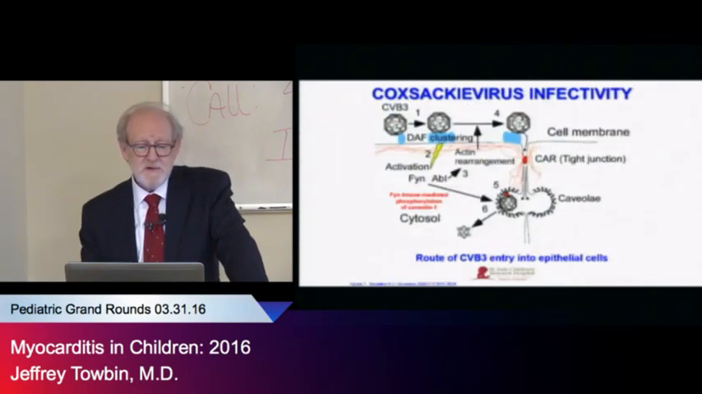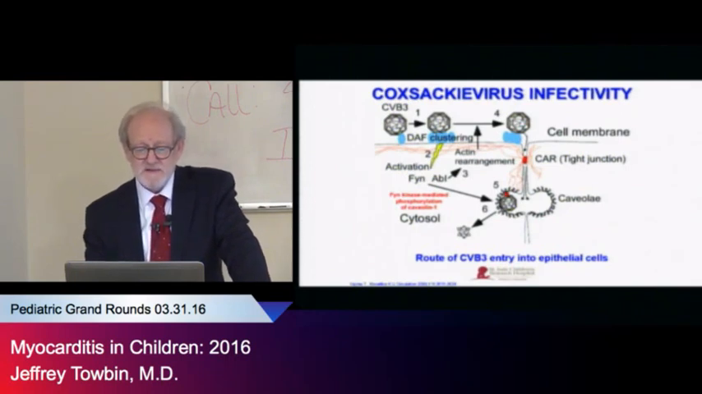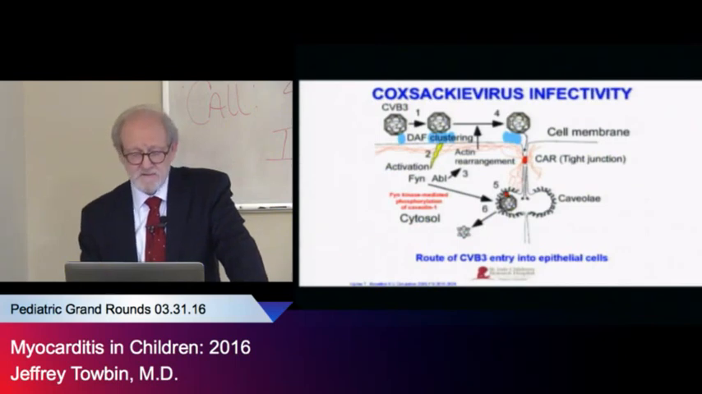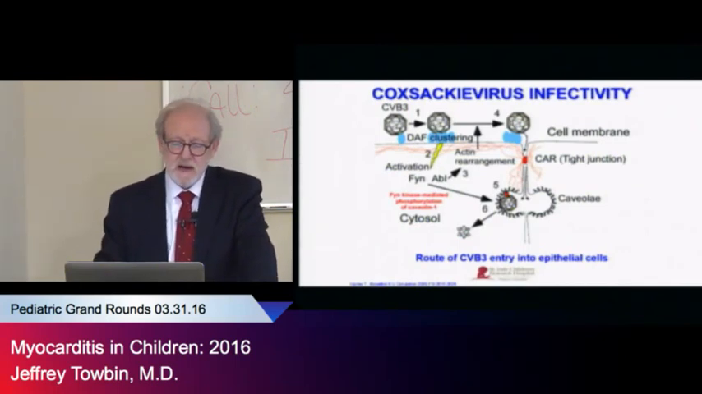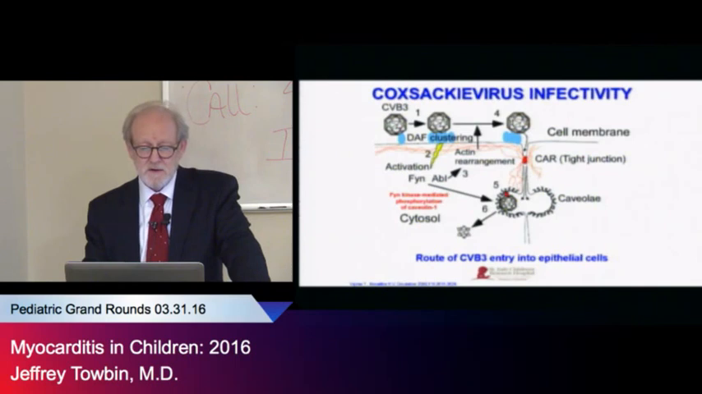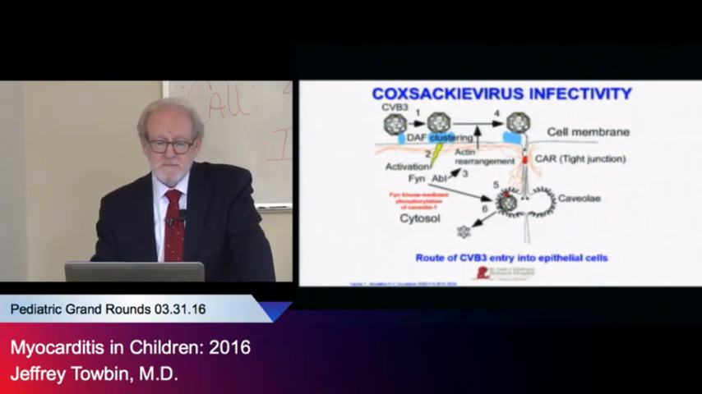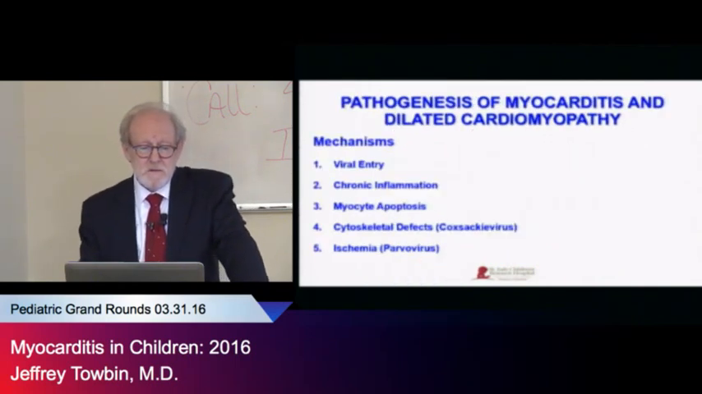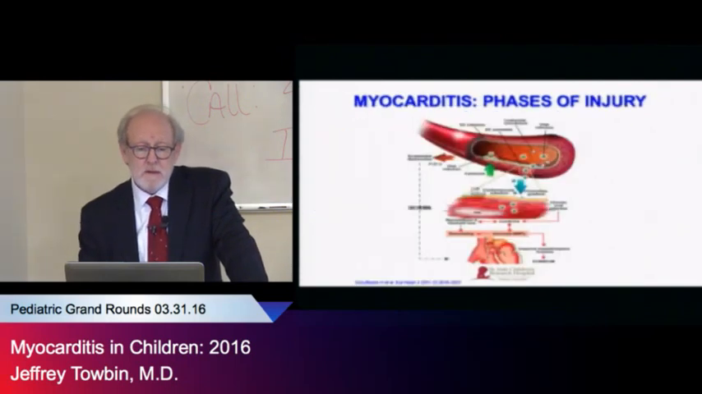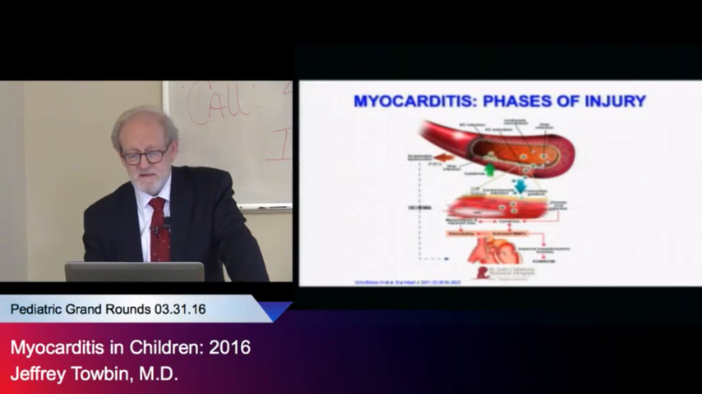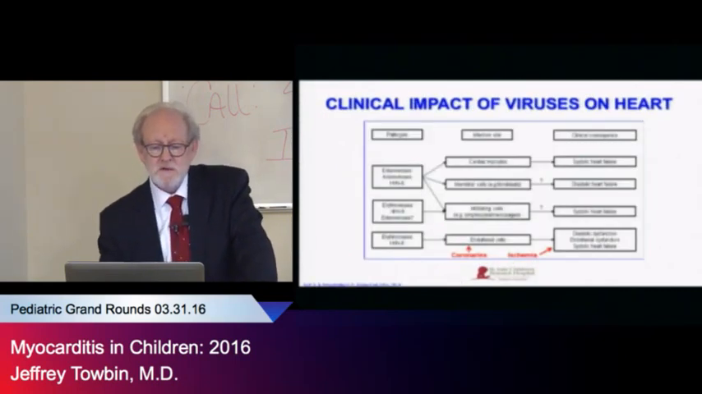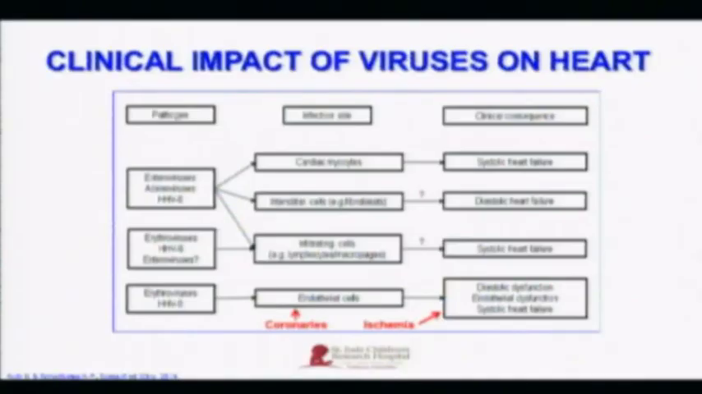So from a viral entry perspective, there are membrane-bound receptor proteins that drag the virus inside and allow infection of the cardiomyocytes directly. And so you end up with a direct cardiomyocyte disease. From the phases of injury, we went through that. This is a pictorial of that. I think I'll just skip through that and show you some of the clinical impact of viruses on the heart.